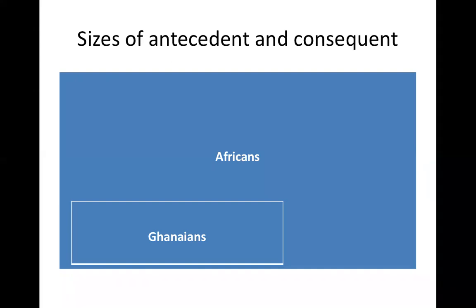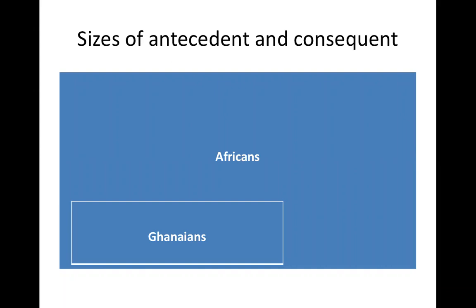Let me repeat it. Anyone who is in the small box is also automatically in the bigger box. So if you say all Ghanaians are Africans, Peter is a Ghanaian, therefore Peter is an African. The argument is valid. So you use this kind of illustration.